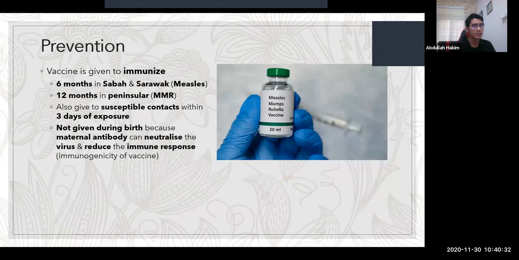So prevention for the measles infection. We usually give vaccine to immunize the population. In Sabah and Sarawak, we give the measles vaccine at 6 months, and at 12 months in Peninsula, we give the MMR vaccine. We can also give it to susceptible contacts within 3 days of exposure. The vaccine is not given at birth because of the maternal antibody, which can reduce the immunogenicity of the vaccine.